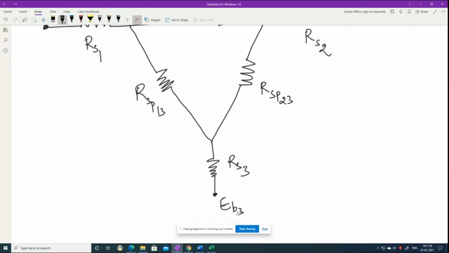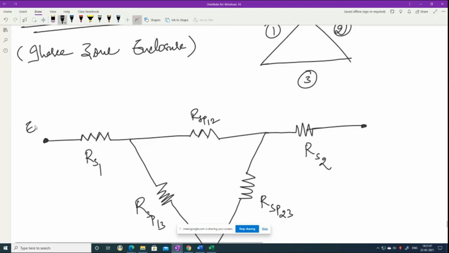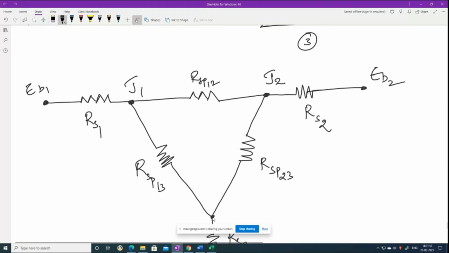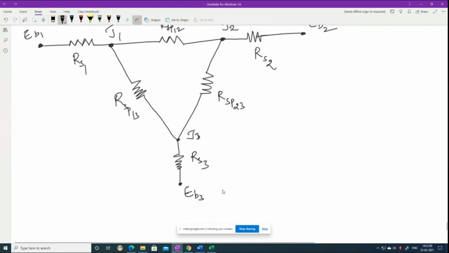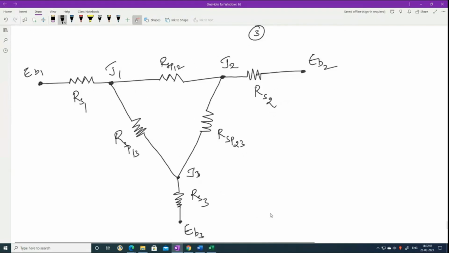Here I will have EB3, here I will have EB1, here I'll have EB2. And I'll have J1 here, J2 here, J3 here. Is this clear? It is something like the Wheatstone bridge concept that you learn in electrical circuits. Is this clear to you? If this is not clear to you, you cannot solve any problem. I'll explain it a bit further, then you will understand a bit more.